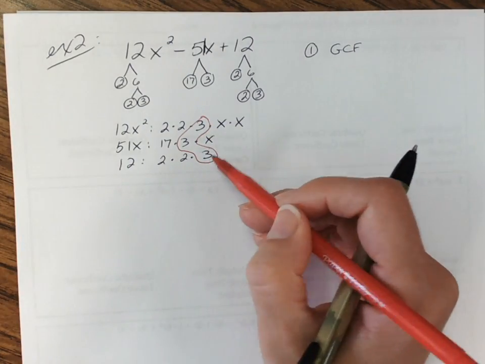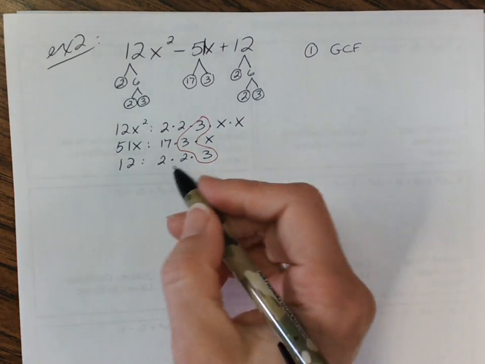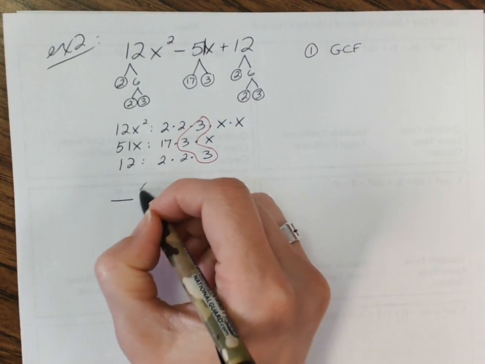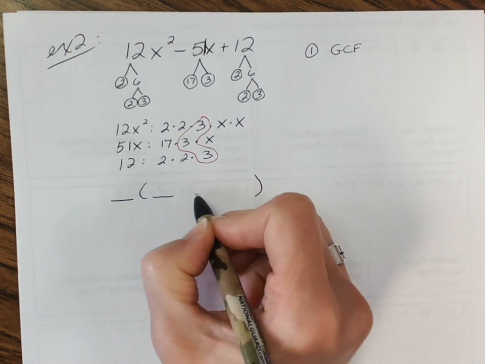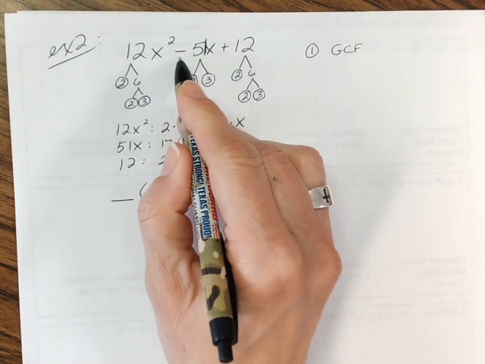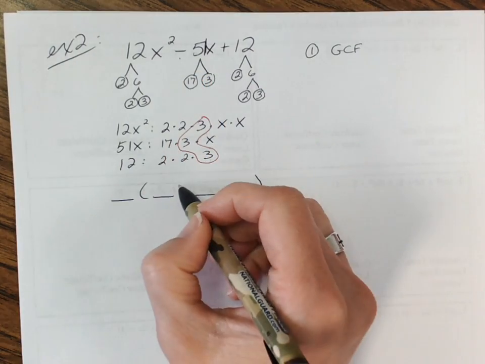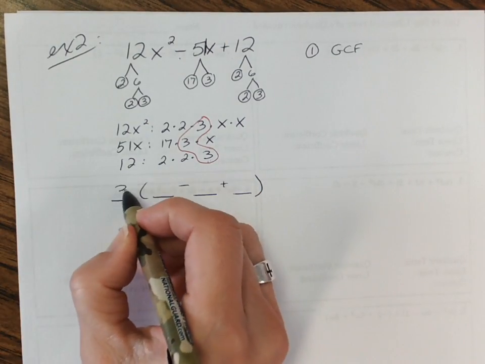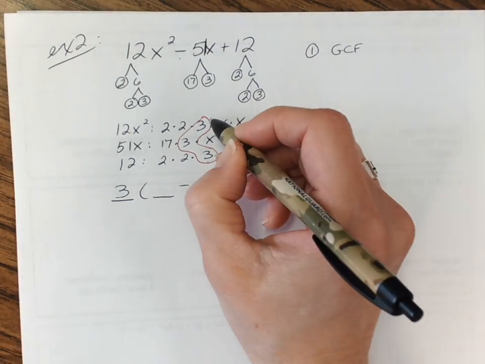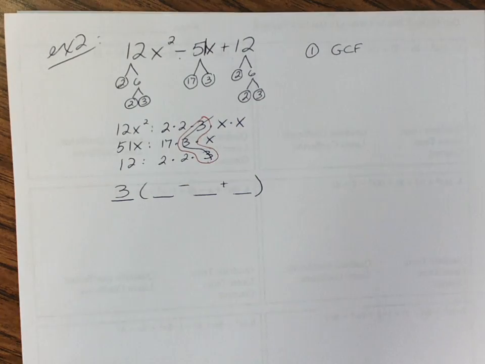So the 3 is my greatest common factor, and I forgot to write my answer format down here before I started. So sorry. So I'm going to have 3 terms, and I'm going to have a minus and a plus. Okay? So my 3, my greatest common factor, goes out front, and now that's taken care of, so I'm actually going to cross him out.